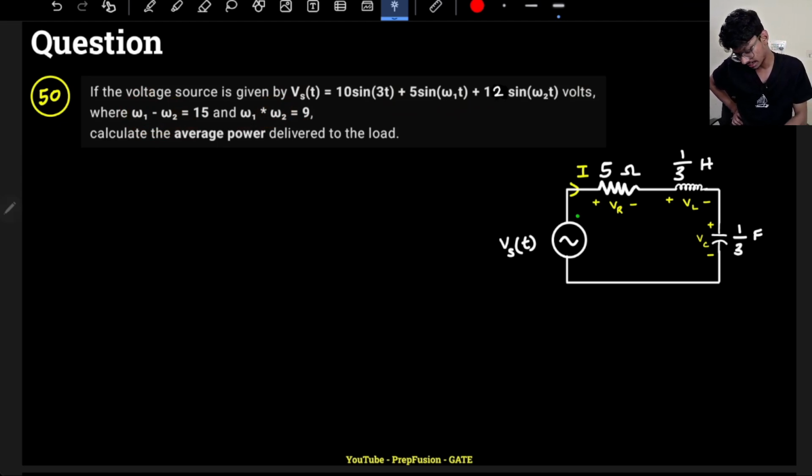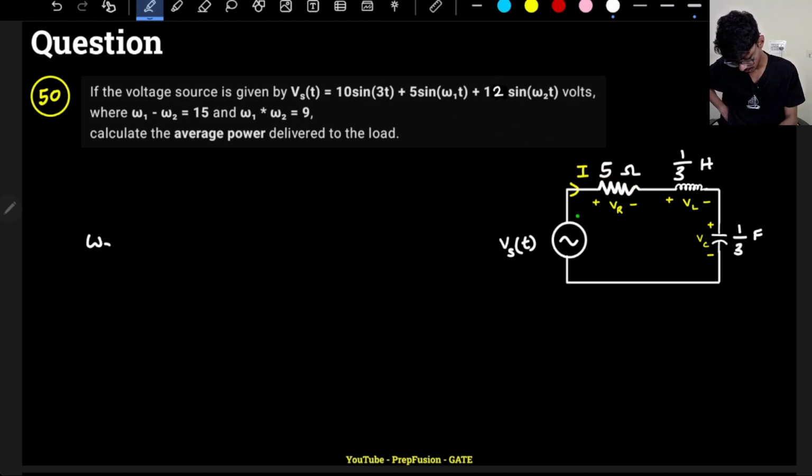What are they asking? Calculate the average power delivered to the load. So what is this 3? Is this 3 the resonant frequency? Yes, this 3 is the resonant frequency. What is resonant frequency? Omega naught, if I find out, it is 1 by under root LC. So it is under root 1 by 3 times 1 by 3, ultimately it will be 1 by 3 only. So this will be 3 radian.